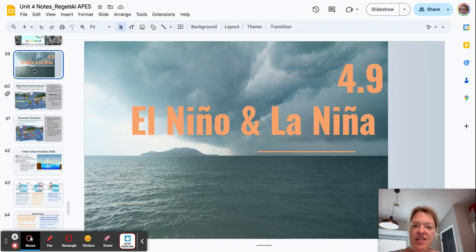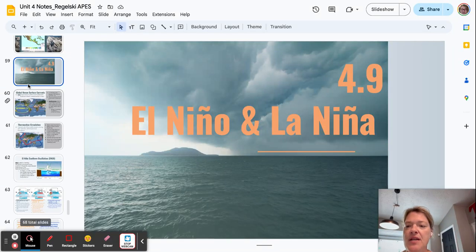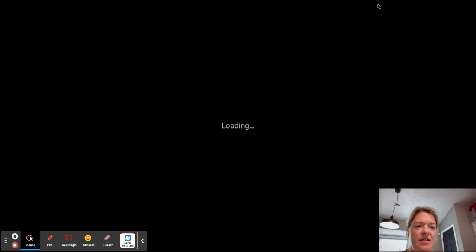Well, everyone, we've reached the end of the unit 4 notes. So this is our last set of notes for this unit. So let's go ahead and jump into El Nino and La Nina. These are the last pieces of our Earth systems notes. It's really important that we go over these two phenomena because they really impact the climate. And so let's go ahead and start in on these.